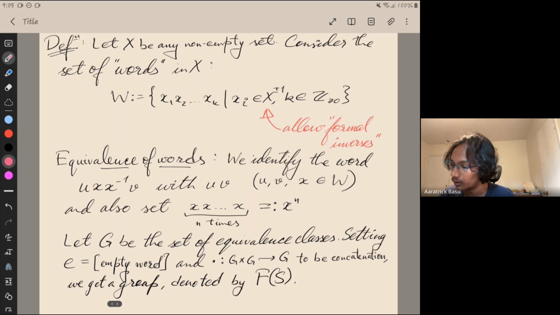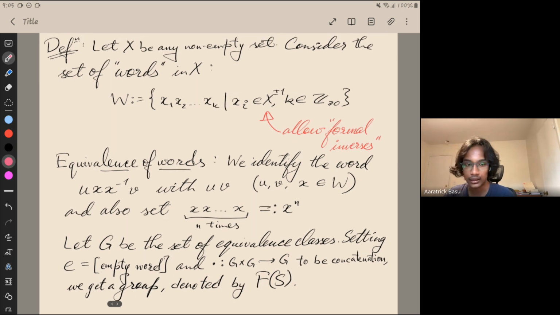Right. So now let's move on to the main definition. We start with just any non-empty set X, and we consider the set of words.